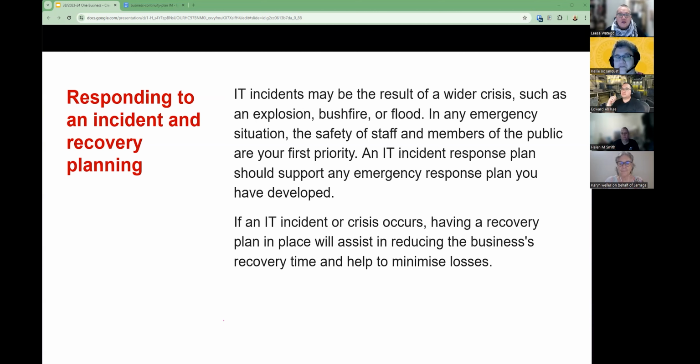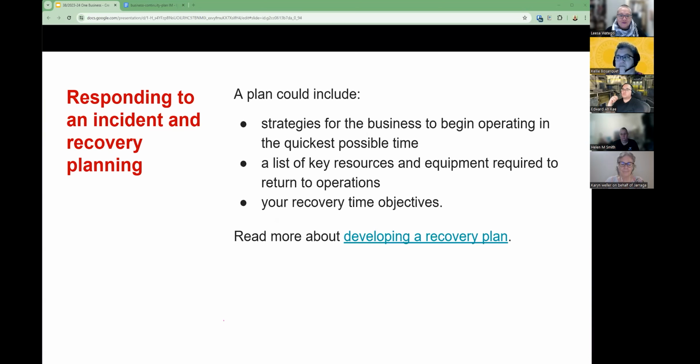An IT incident response plan should support any emergency response plan that you've developed. So a broader response plan, so it's part of your response plan. If an IT incident or crisis occurs, having a recovery plan in place will help to reduce the business's recovery time. So we're trying to get back to normal business as quickly as possible, because every day, every hour that you're out of business, you are losing money.